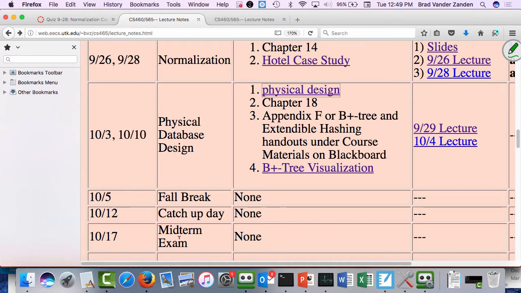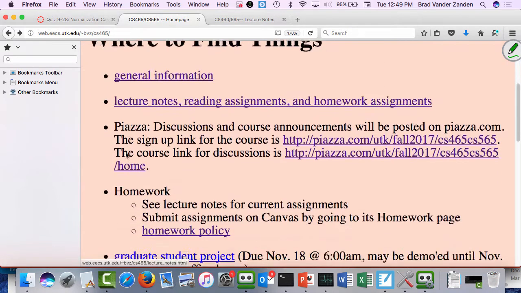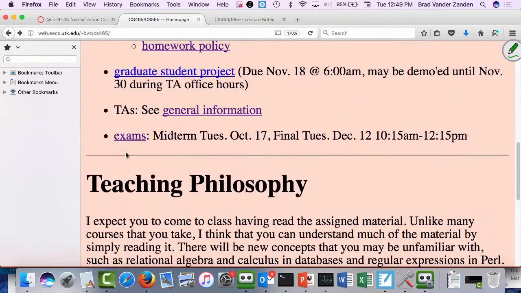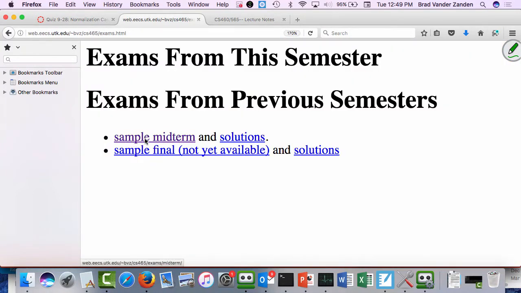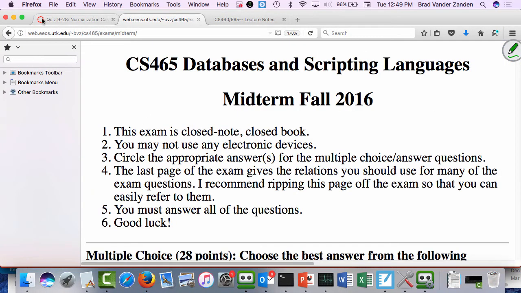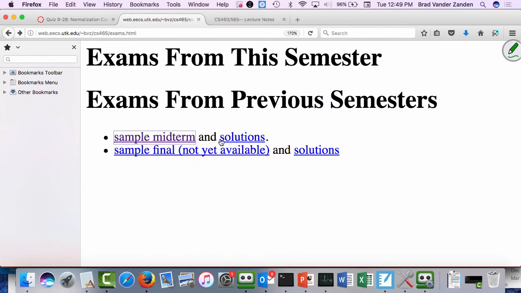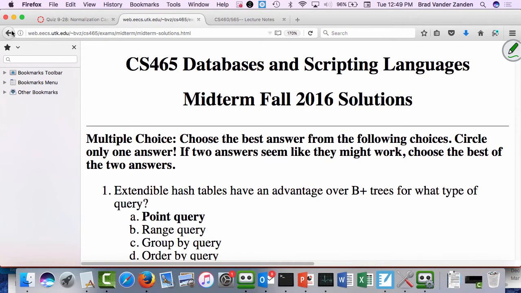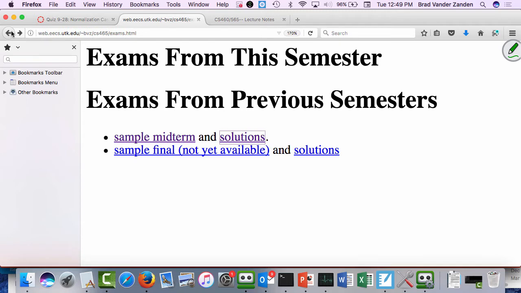I know it's early. I'm not going to talk about the midterm exam today. I'll do that next week. But if you go to the sample exams, someone asked about it. There is a sample midterm from last fall, and its solutions that are up. So you can take a look at that for the general format of the exam.